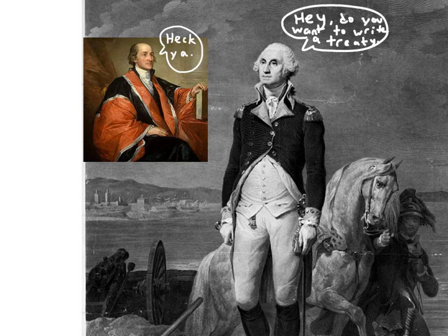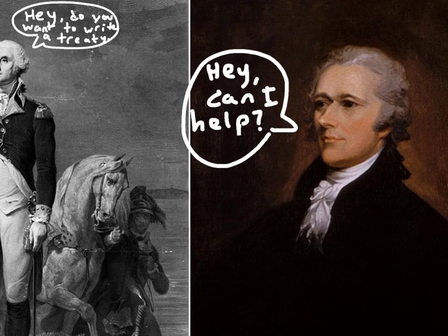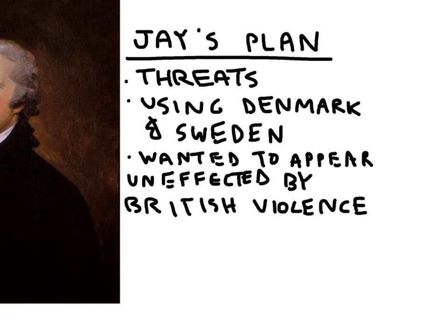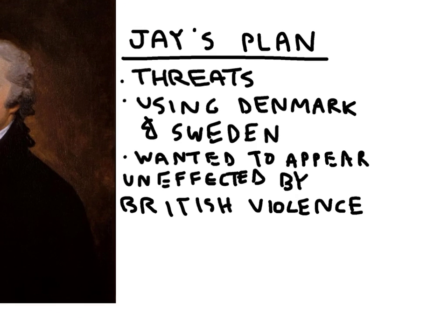During the war, the United States' George Washington asked John Jay to write a treaty to the British. Alexander Hamilton helped with the treaty. He thought the treaty should make peace with the British while also creating trade relations with them. Jay had the strategy of using threats by saying the U.S. would connect with the countries of Denmark and Sweden. By using this tactic, Jay would be showing the United States was not affected by Britain's threats of violence.